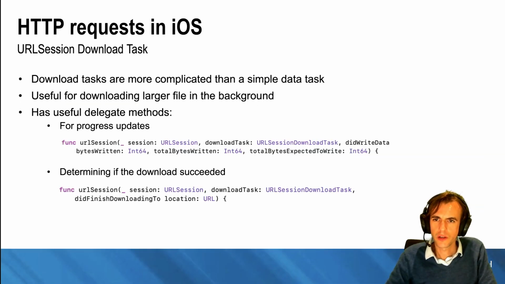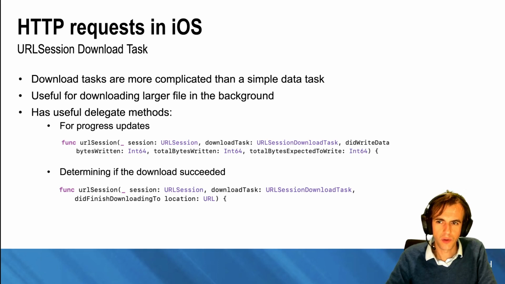So download tasks are a bit more complicated than simple data tasks. Typically they're for bigger things, so when we're talking about files, these will usually be images or videos or audio files that are larger. Frequently what we want to do with these is also track the progress. So we can make use of delegate methods here. So again, a delegation pattern, we can be notified of the progress of downloads in progress.